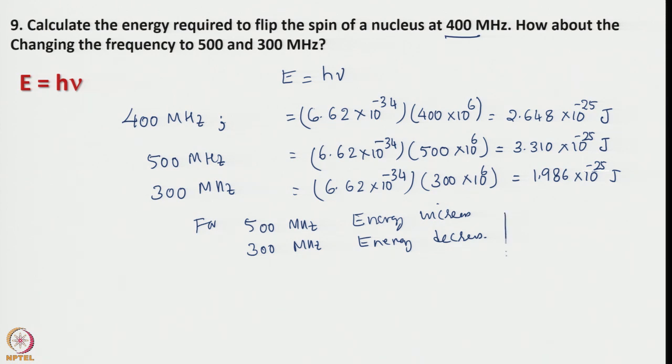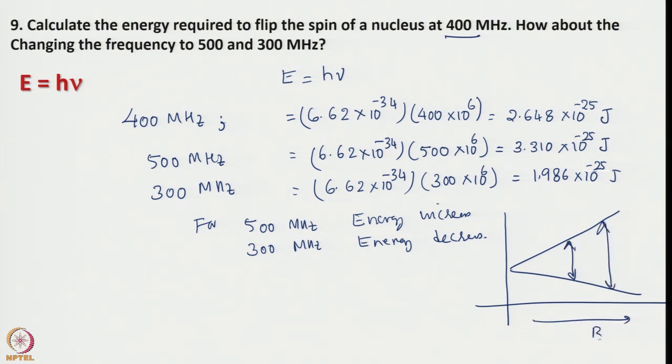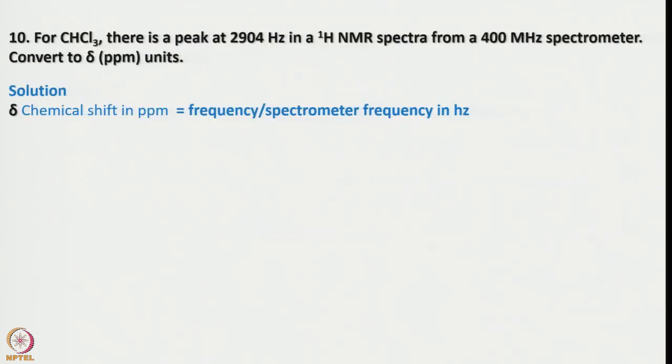Okay, so this we know. If you recall, as magnetic field strength increases, the energy gap increases. So this is true. At 500 megahertz we need high energy and at 300 megahertz we need low energy, and 400 is in between.